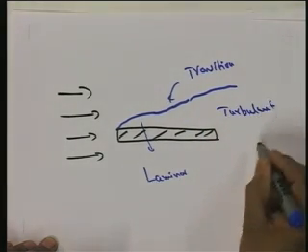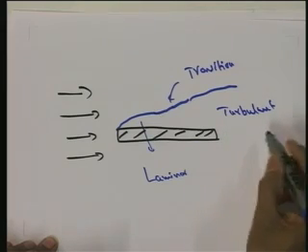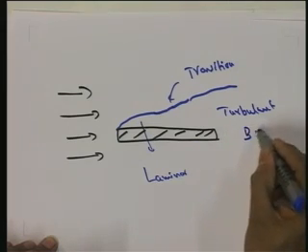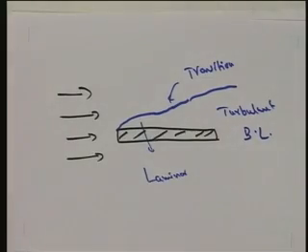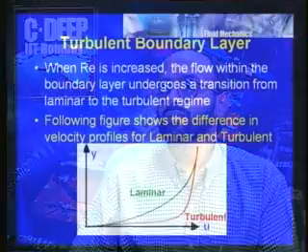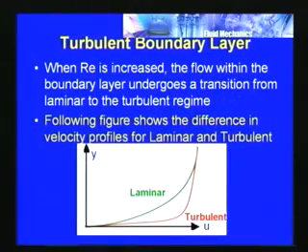So we have already seen some of the important aspects of laminar boundary layer formation. Now we will see some of the important aspects of the turbulent boundary layer. As I mentioned, when the Reynolds number is increased, the flow within the boundary layer undergoes a transition from laminar to the turbulent regime. As we have already discussed, in the case of flow over a flat plate or flow through a pipe, initially it can be a laminar boundary layer formation, and then as the Reynolds number increases, turbulent boundary layer formation takes place.